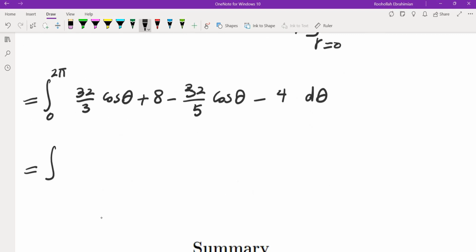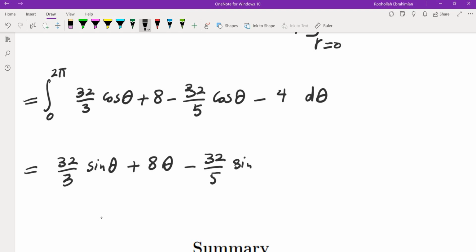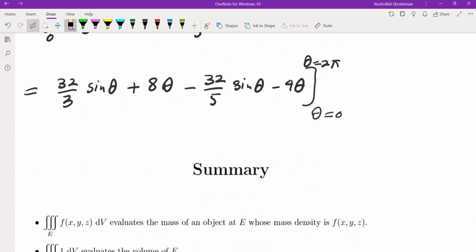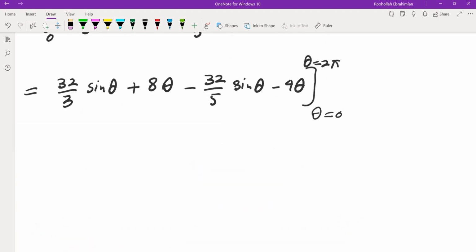Once we integrate, some of these terms are going to in fact disappear. Integral of cosine is sine, plus 8 theta minus 32 over 5 sine theta minus 4 theta. And this is theta equals 0 to theta equals 2 pi. Well, sine of 2 pi and sine of 0 are the same. In fact, both of them are 0, so we can ignore those.